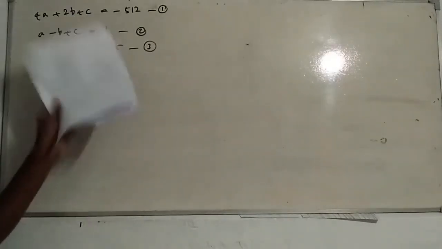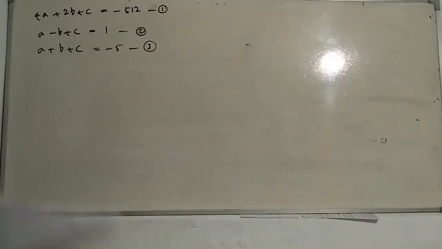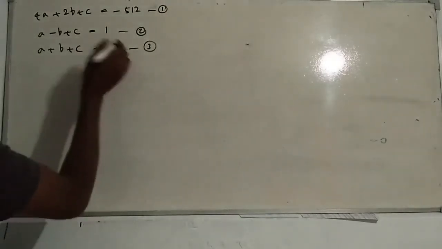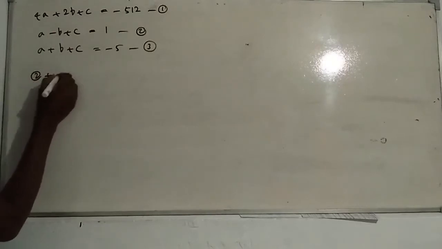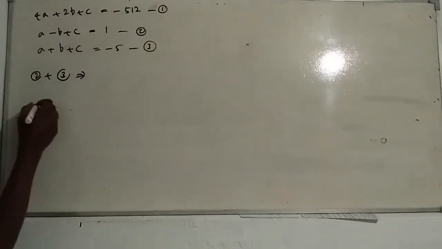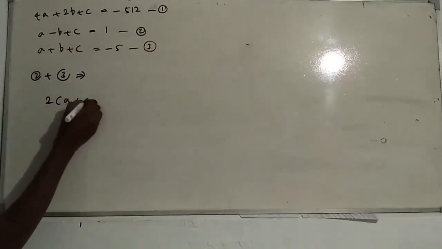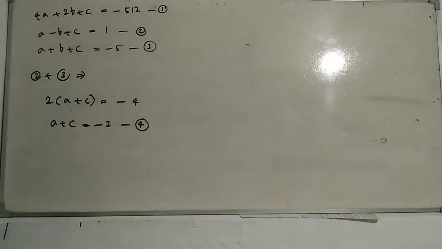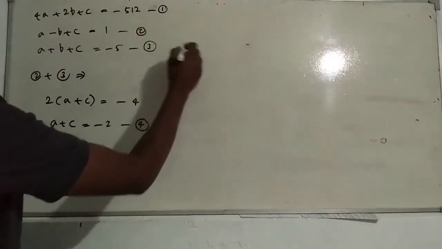Right, okay, those are the three equations we found. Now using those three equations, let's find the values of a, b and c. For that, first I will add the second equation and the third equation. Then 2 times a plus c is equal to minus 4. That means a plus c is equal to minus 2. I will take this as my fourth equation, right?